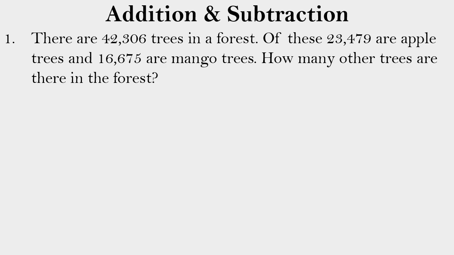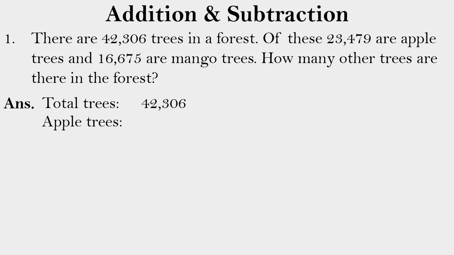First let us see what information is given. They have told us that there are 42,306 trees in the forest. From those 42,306, there are 23,479 apple trees, and 16,675 mango trees. Now, what should we do to get an answer? How are we going to calculate the number of other trees that are there in the forest?